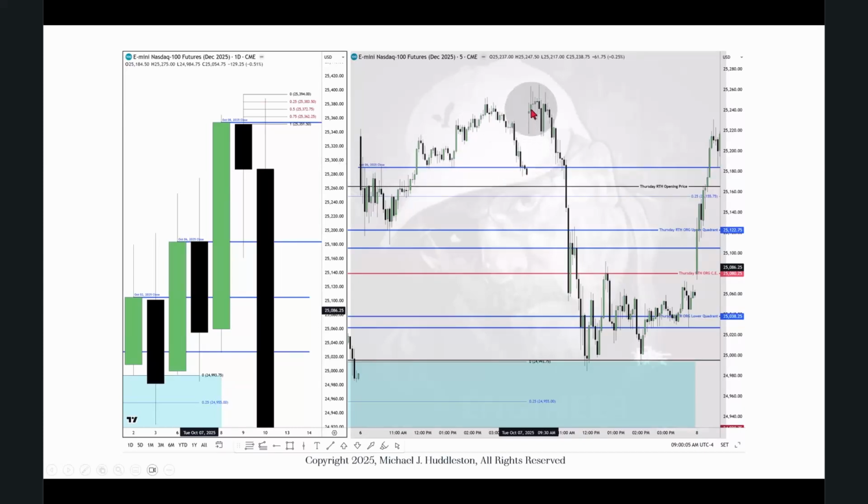Then we have a gap opening higher. We rally above the previous high. Then we sell off, a small little silver bullet in here, sells off and trades down into what? Thursday's regular trading hours opening range gap low. That's this dark line right here. Here's the lower quadrant.